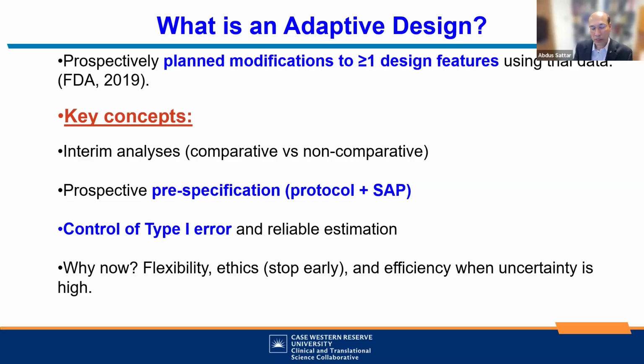So why now? And again, it is flexibility. It is great and ethically also a sound one. We can stop early for efficacy or futility. In terms of efficacy, if we find that a drug is effective, then we can apply this drug in routine clinical use. And it is also an efficient trial, in a sense that it would be minimizing the wastage of resources.